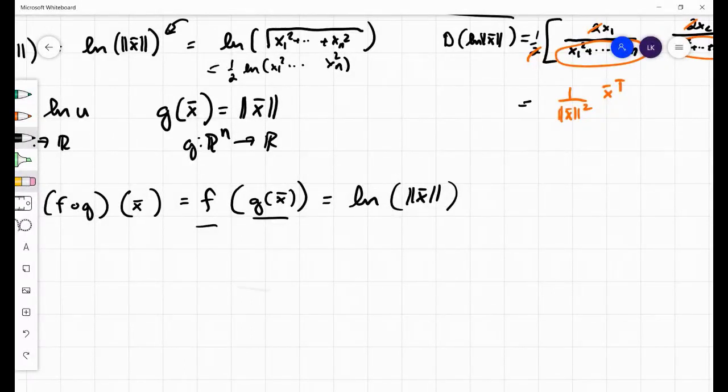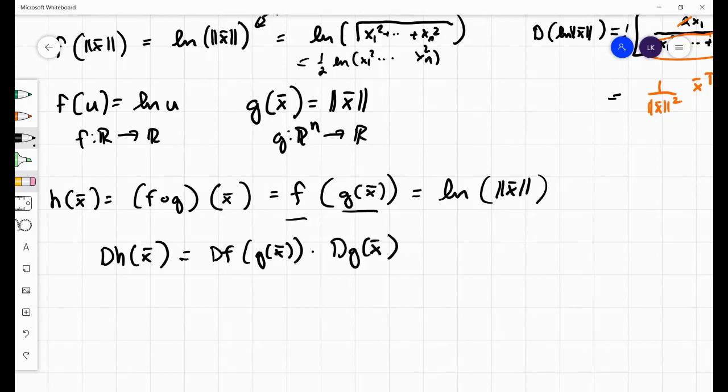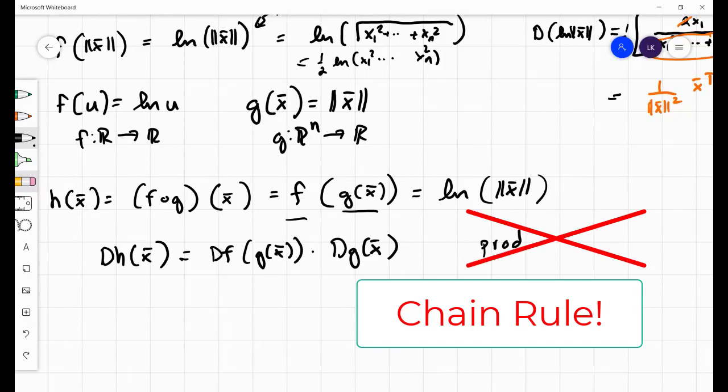However, I could think of the chain rule, right? We think of this as a composition, so the derivative of h at x is the derivative of f at g of x times the derivative of g at x. So product rule.